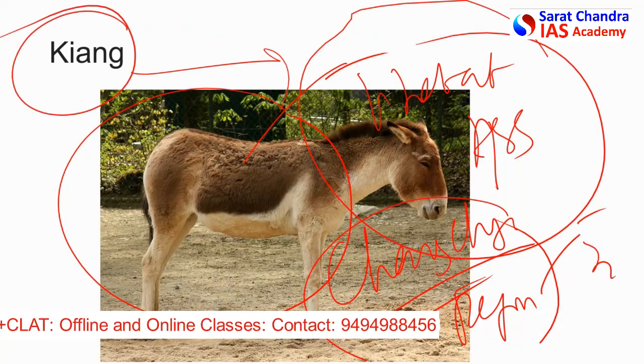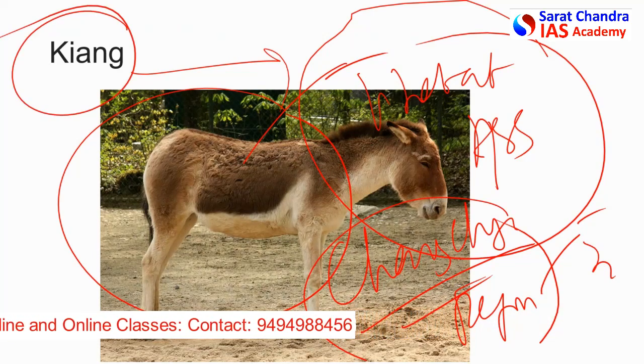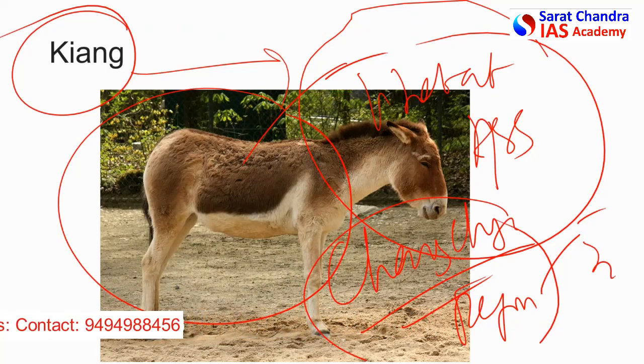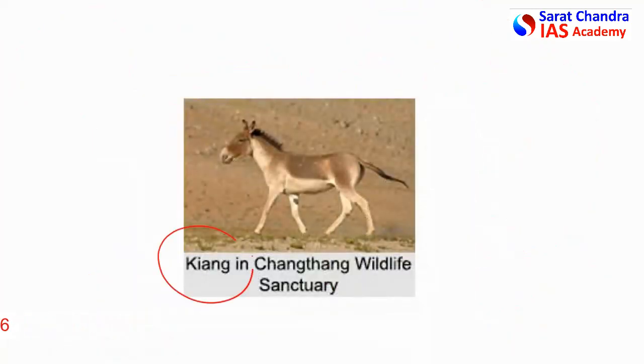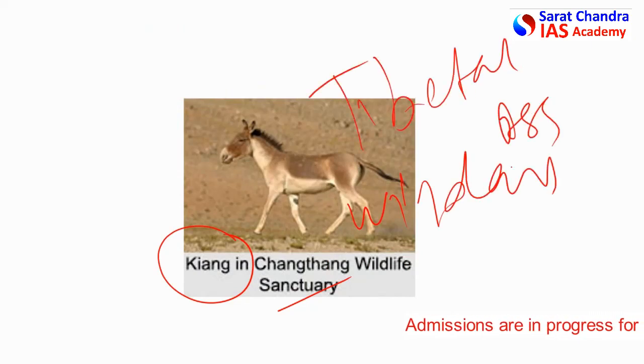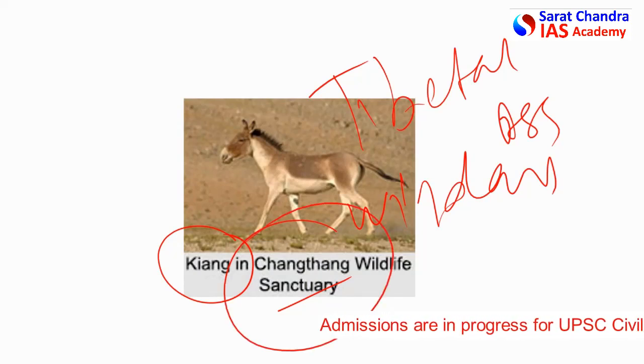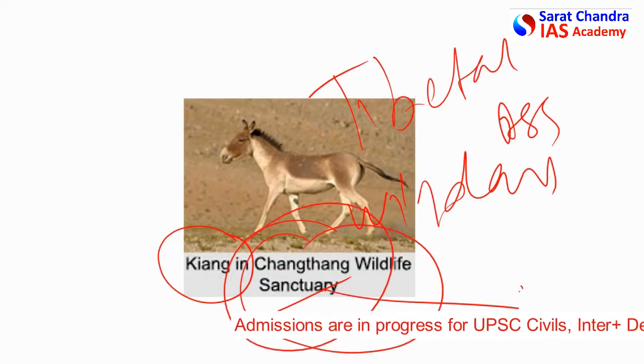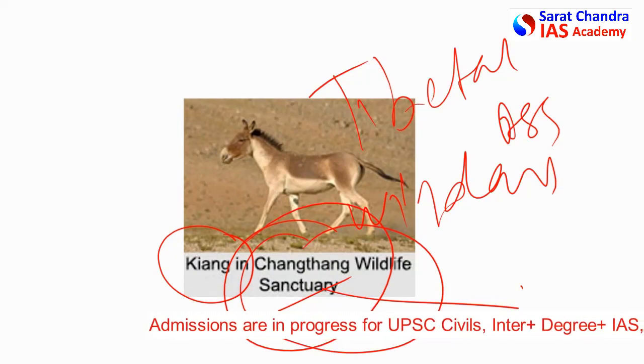The Ramsar people were very happy. Oh my God, this is also threatened. The Kiang is a wild ass, also called the Tibetan ass. This is in the Changtang Wildlife Sanctuary, in the Tsokar wetland complex. They saw this animal also.